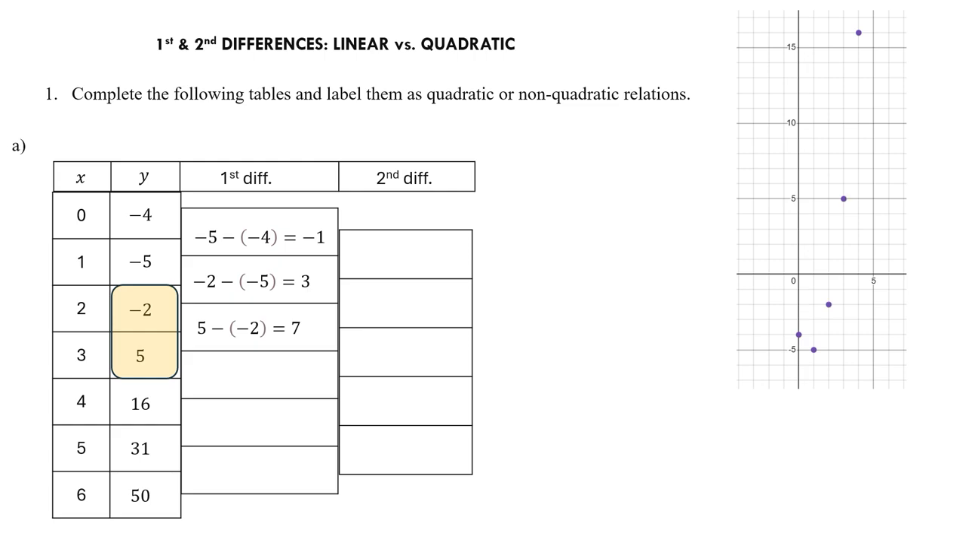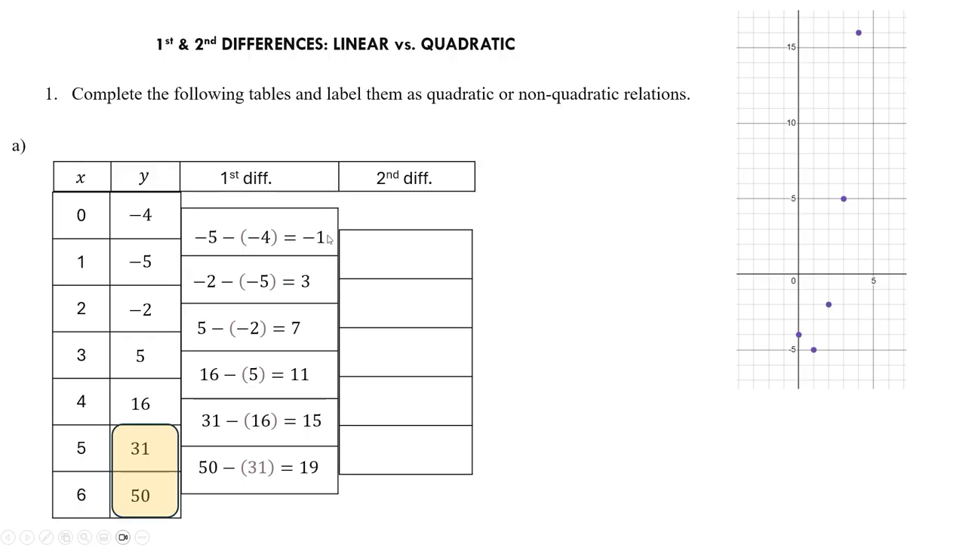So this is actually what the difference is. What is the difference in the y values as we move from one coordinate to the next? So here, 16 minus 5, 11, 31 minus 16, 15, and 50 minus 31, the difference is 19. So we have all our first differences right here. They're all different. So we know we don't have a linear equation.